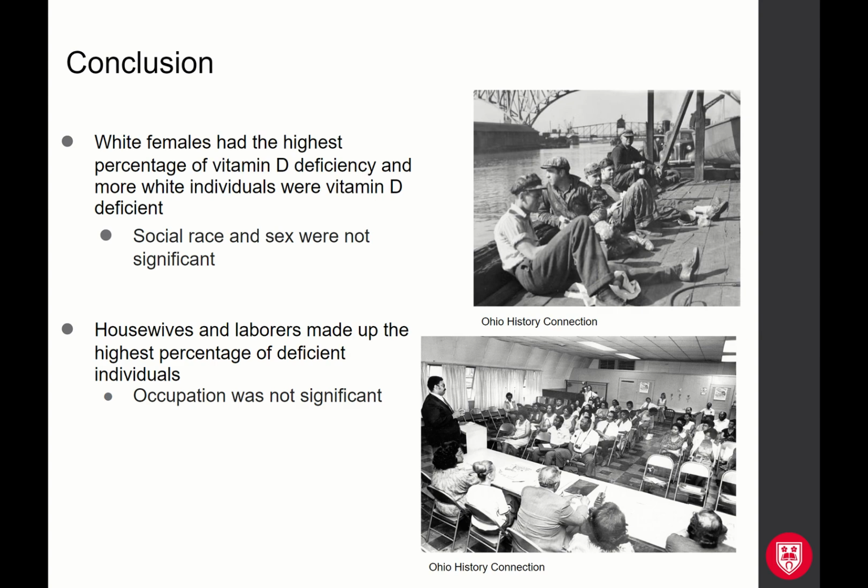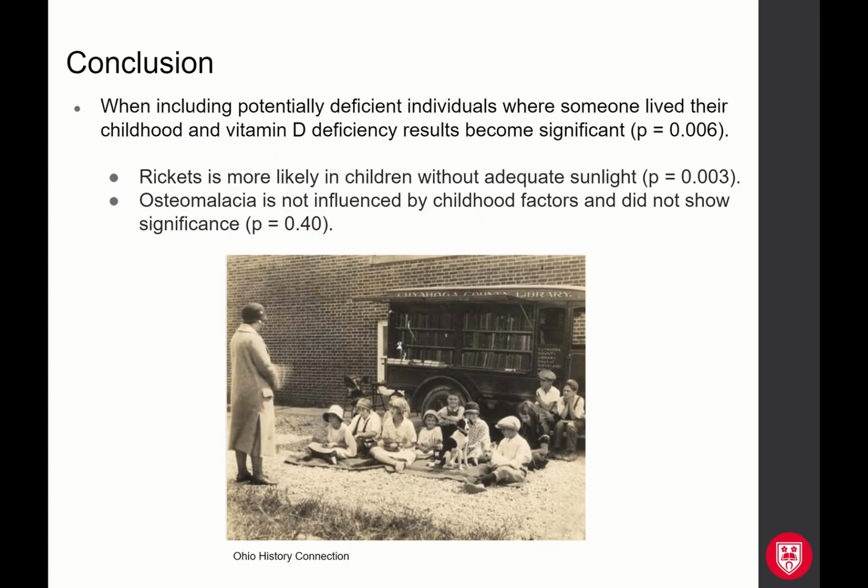Finally, white females had the highest percentage of vitamin D deficiency, and white individuals were more likely to be vitamin D deficient. But sex and social race were not statistically significant. The same for occupation. Housewives and laborers had the highest percentage of deficiency, but occupation was not significant. When I looked at where they lived their childhood, when I included the potential individuals, where they lived their childhood, either in the North or the South, was statistically significant. Again, it was significant when I looked at residual rickets, but not when I looked at osteomalacia, which makes sense because osteomalacia is an adulthood disease, not a childhood disease.